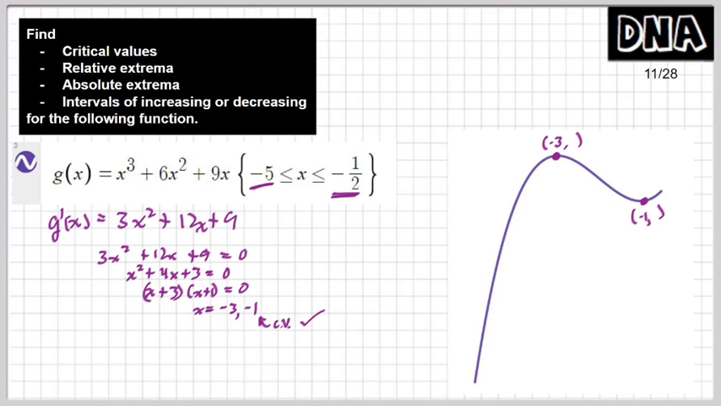We also know the x value of this point right here, and the x value of this point right here. Do you guys know the x value of this point right here? Negative 5. And the x value for the second one is negative 1/2.